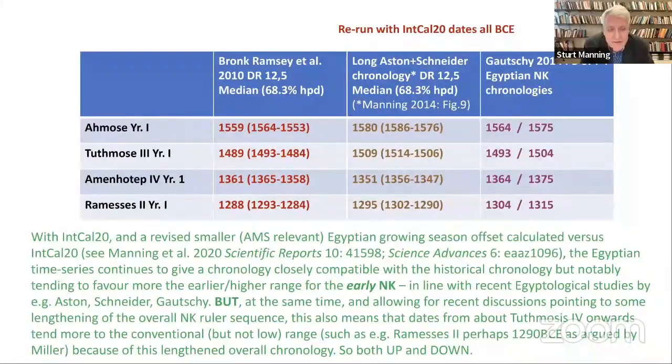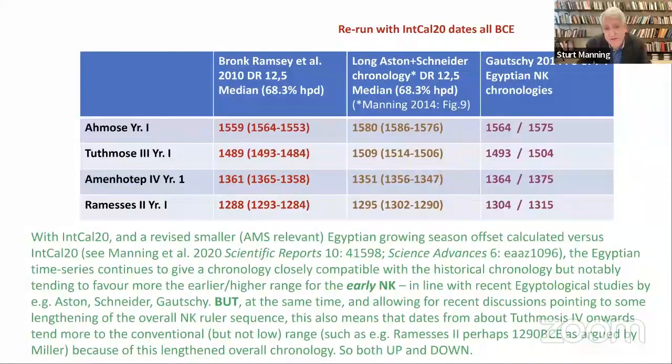You can compare them against the original Bronk Ramsey model, but rerun with the best current offset for the Egyptian growing season, versus perhaps the current best reasonable chronology for the period, using the longer reign lengths that David Aston suggests, Thomas Schneider's reworking of the late New Kingdom. And we get dates that vary from 1559-ish to 1580, the top range for Ahmes, versus 1564 to 1575 from the historical. Given you can see the one standard deviation ranges include the historical ones, it's again pretty close.